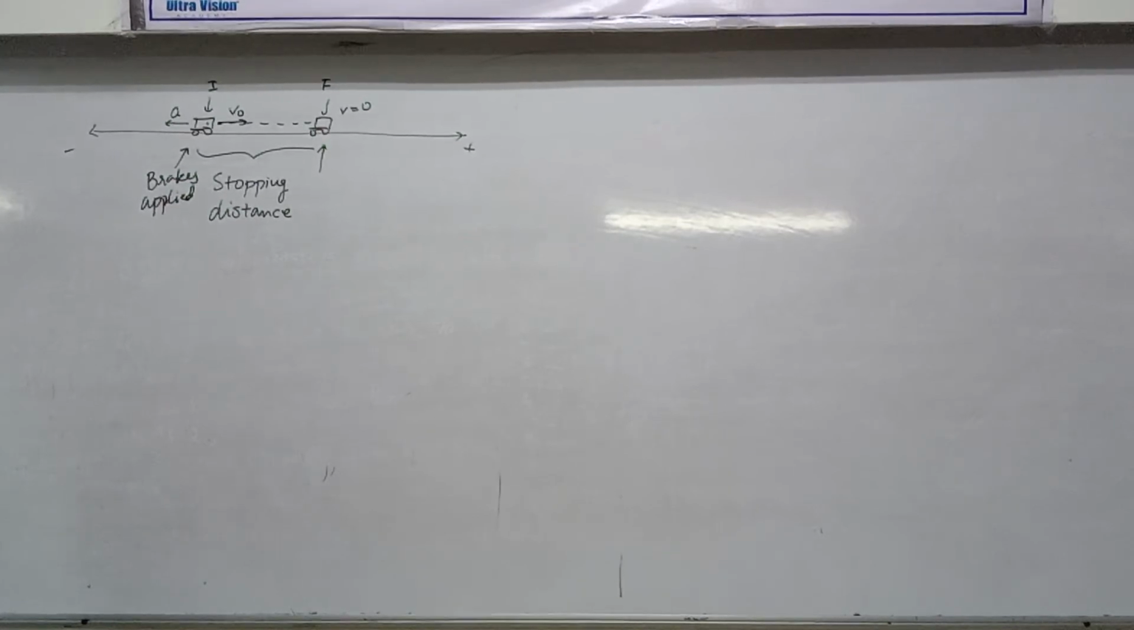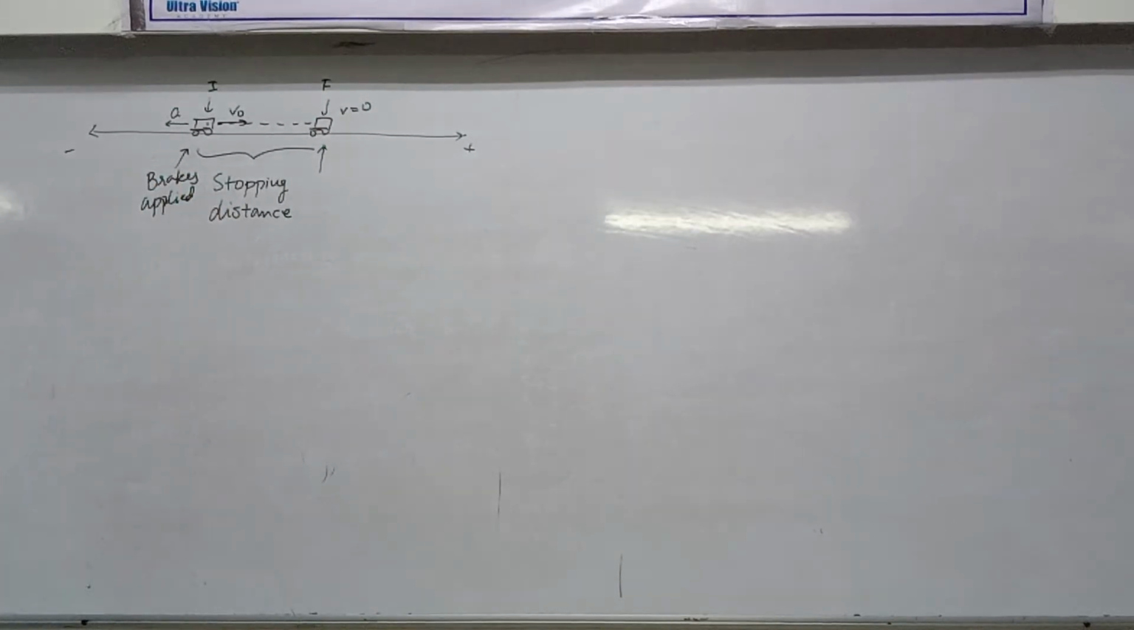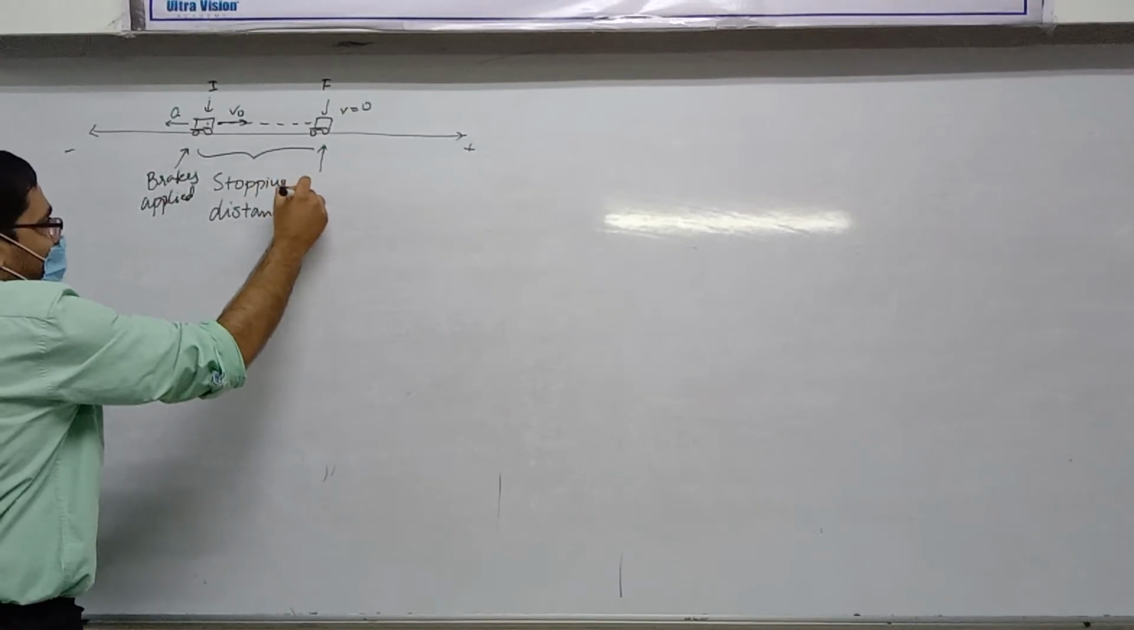You understood what I'm saying? So after brakes are applied, the vehicle should stop in a less duration or a less distance as well. It should stop immediately. Correct or not? If it travels more distance, then what's the use of the brake? You get what I said? So what is good? Stopping distance should be small. That is good. Understood?